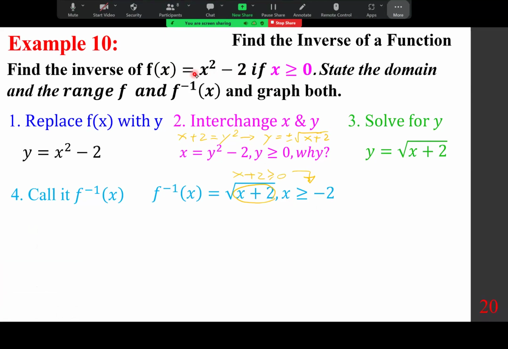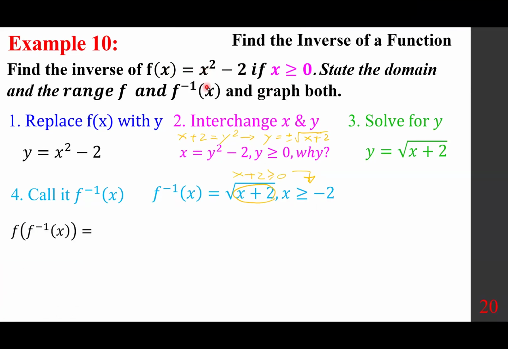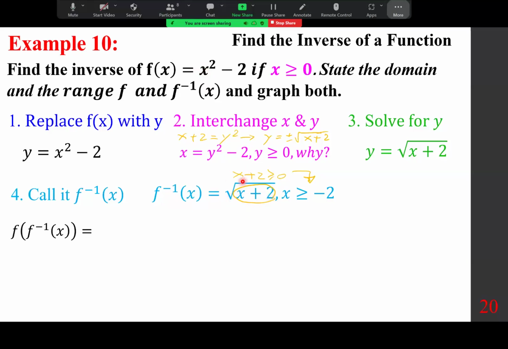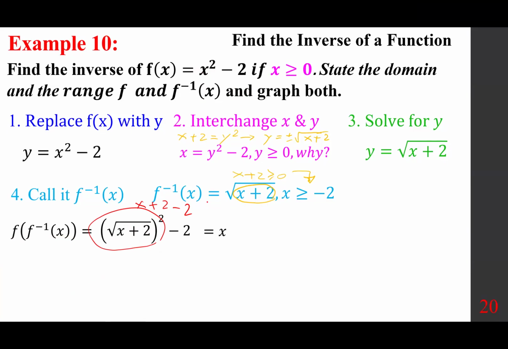Now let's look at the composite function, f of f inverse. So we are going to replace this x with this function. So we are going to put the square root of x plus 2, quantity squared, minus 2. And these two cancel each other, the square root and raising it to the power of 2, which will result in x plus 2 minus 2, which is x. So they undo each other. So we looked at their composite function, and we proved that their composite function is x.